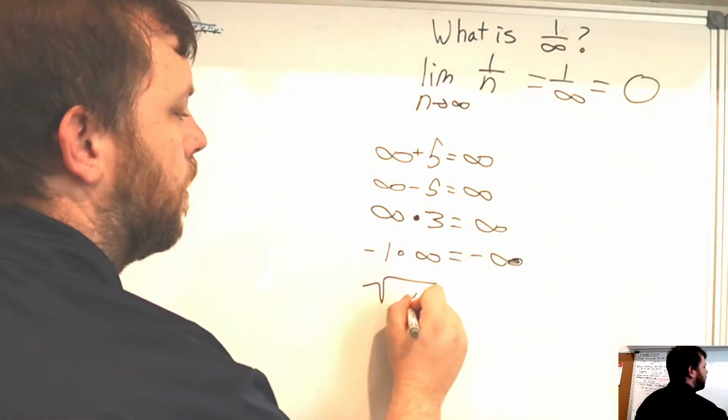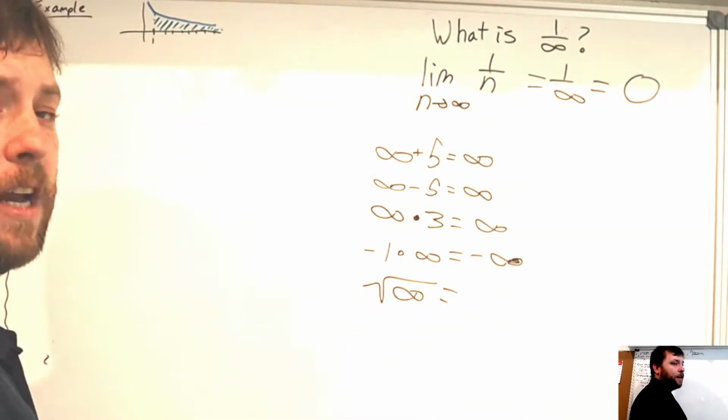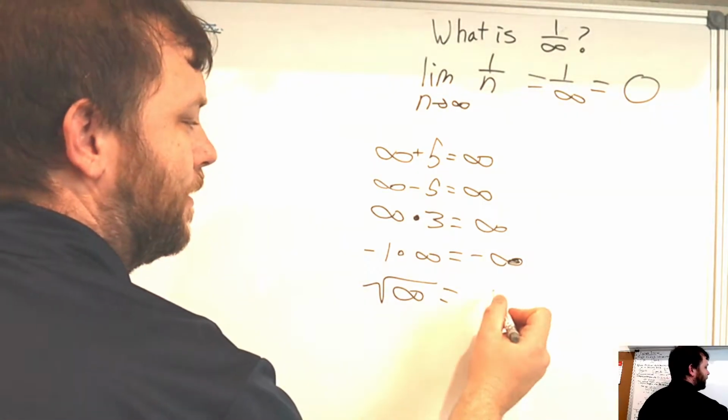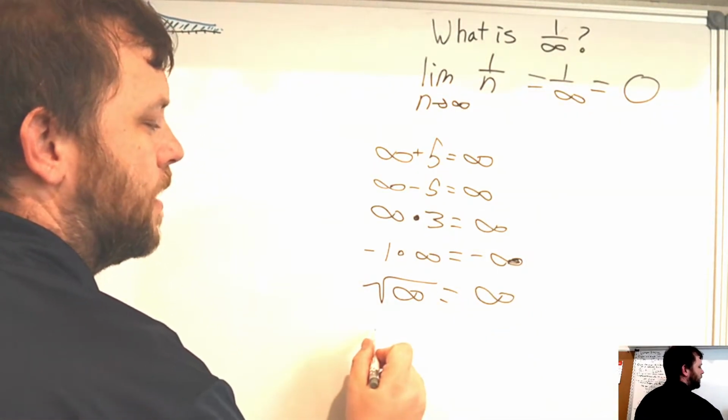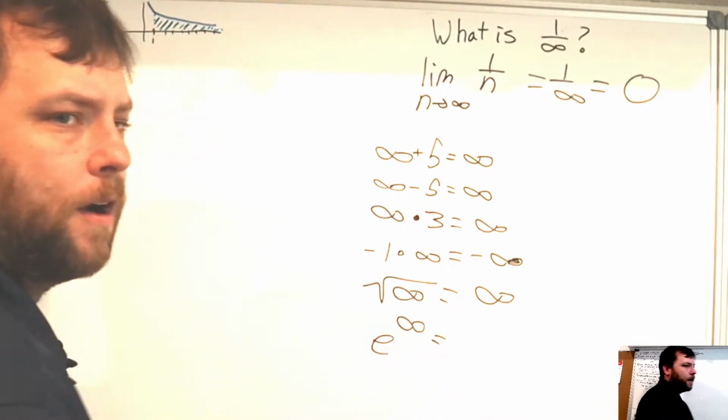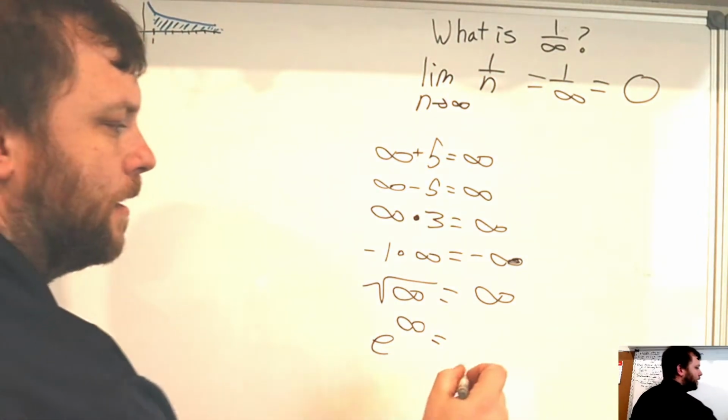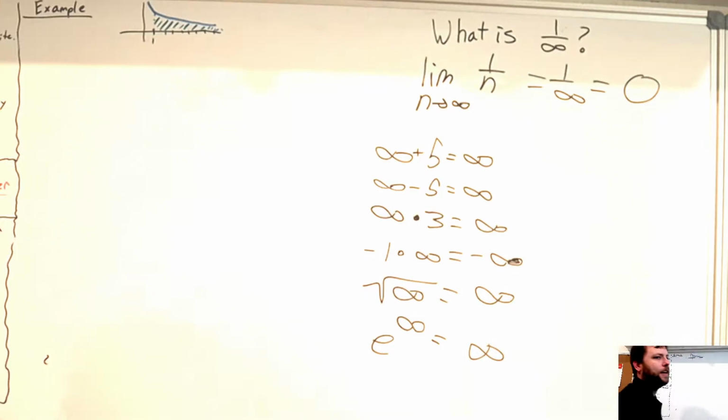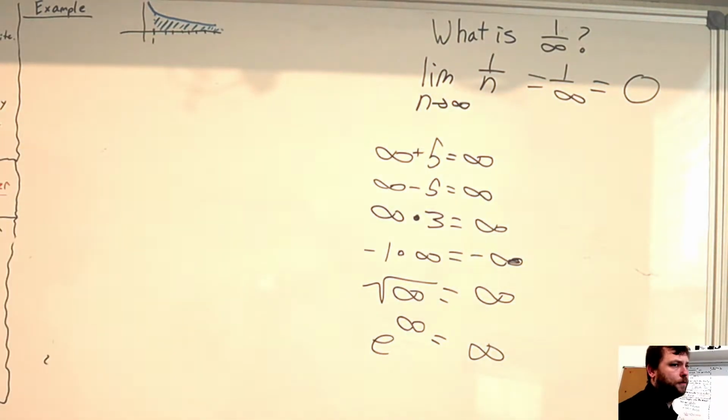Square root: if I take the square root of infinity, it's still getting bigger forever. It's just rooted, it's still going to be infinity. If I go e to an infinity power, this is still growing. We can call this infinity. It's just infinity written in different ways. These are all going up to infinity.